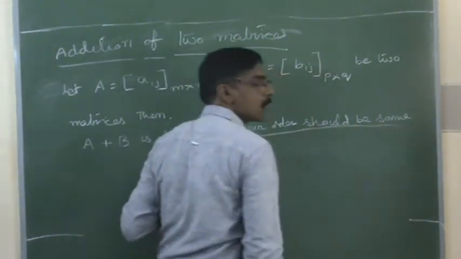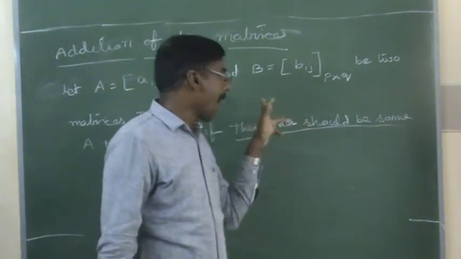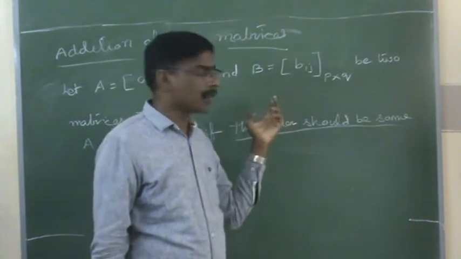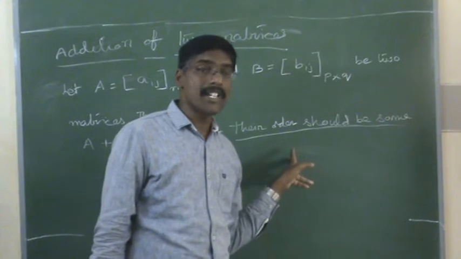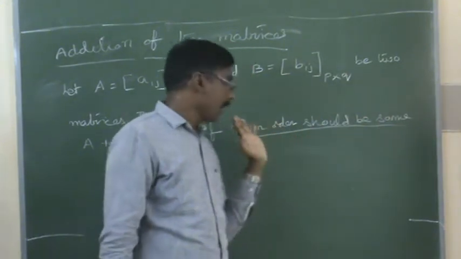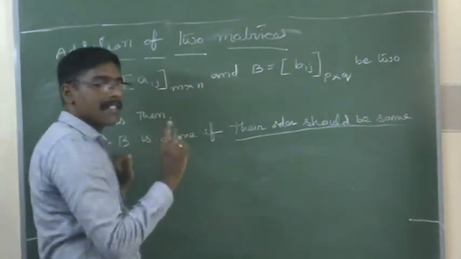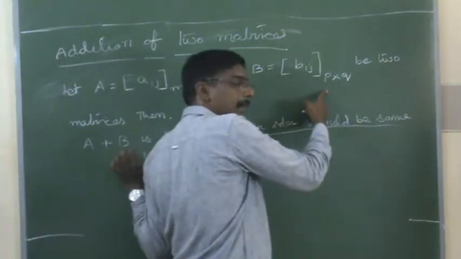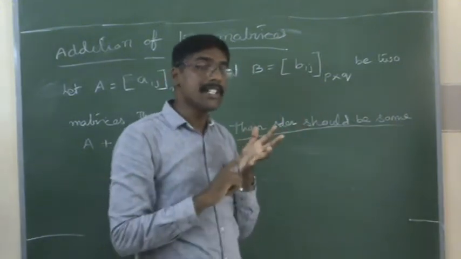Whatever matrices we are adding, their orders should be the same. At that time only is addition of two matrices, or more matrices also, valid. Otherwise, addition of the two matrices is not valid. This is very important. Once it is satisfied, yes sir, their orders are the same, suppose both are 3 by 3 matrices, then addition is defined and possible.